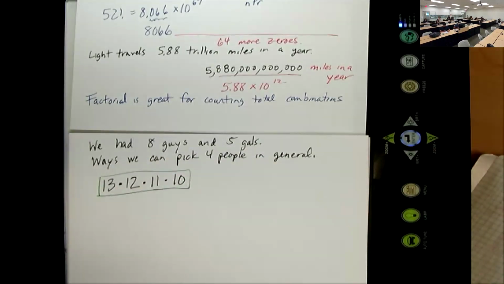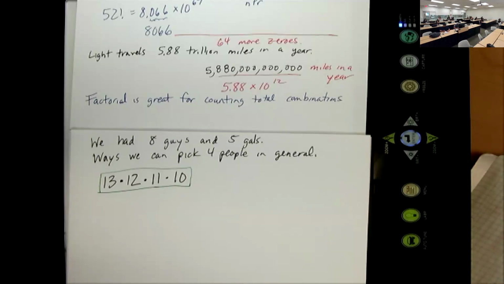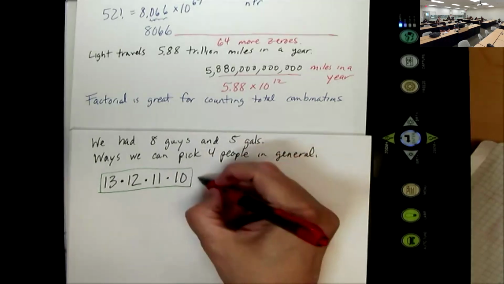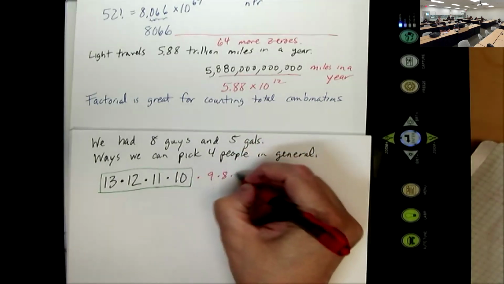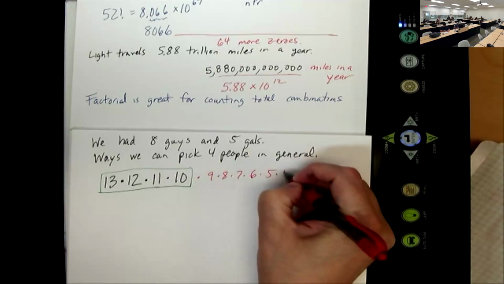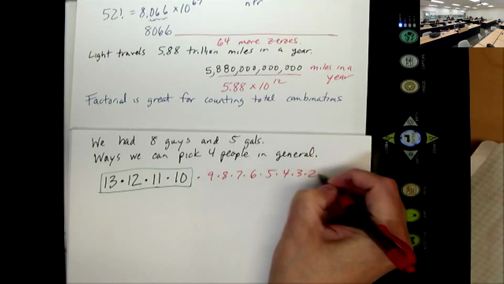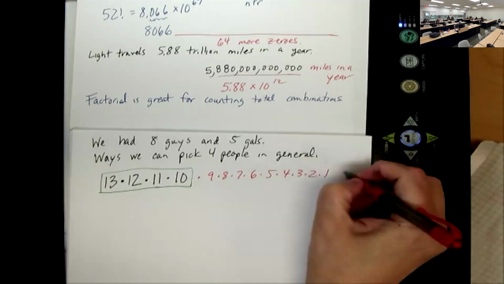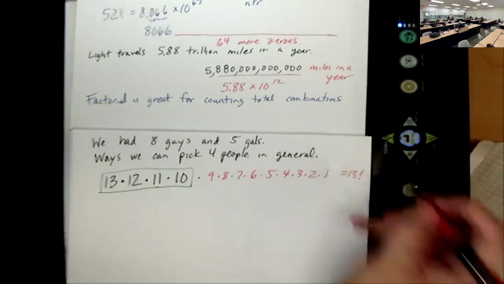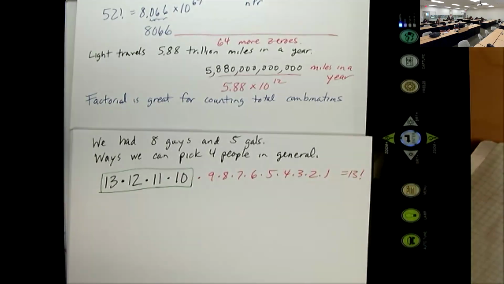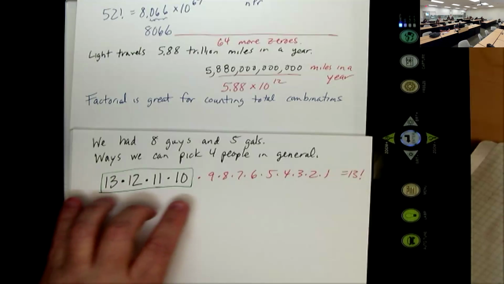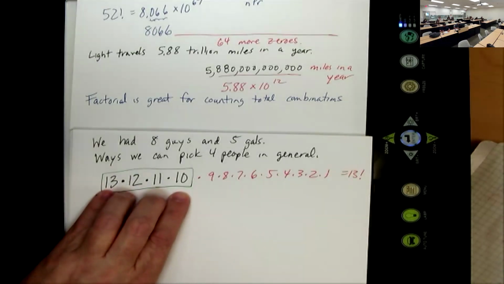If we use the factorial key though, we would have a 9, an 8, a 7, a 6, a 5, a 4, a 3, a 2, and a 1 if we used 13 factorial. What can I do to make it so I only got these, and still use the factorial key?